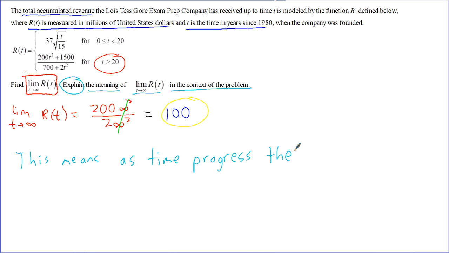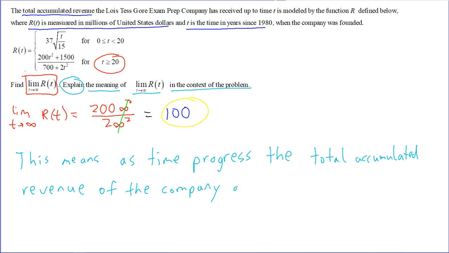the total accumulated revenue, you can list the whole name of the company, or you just say the company, approaches, and notice this is in millions of dollars, so you can write the zeros, or you can just write 100.